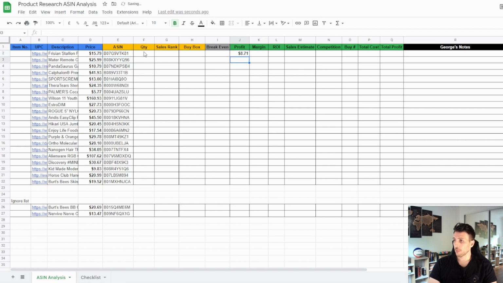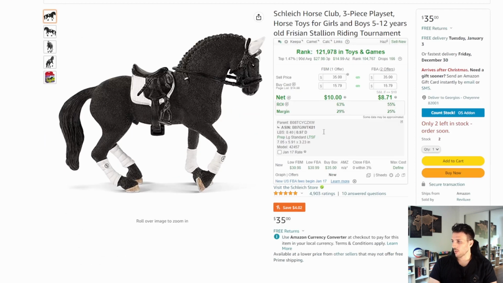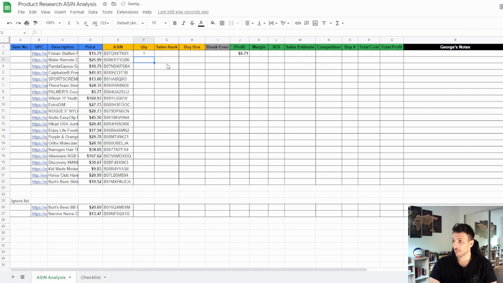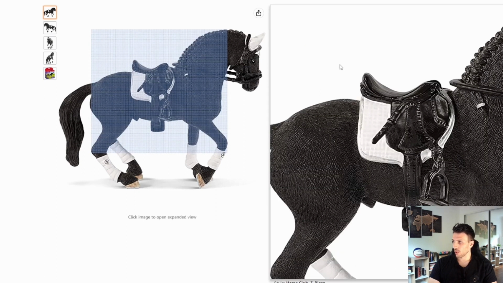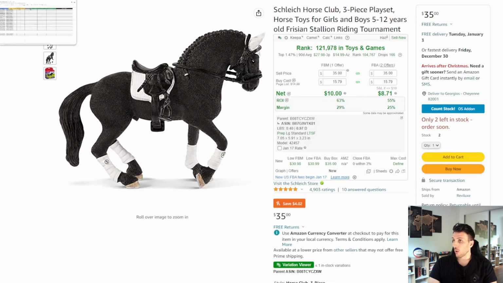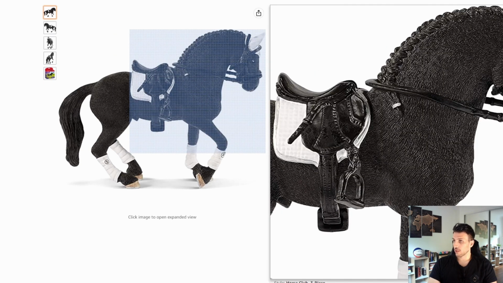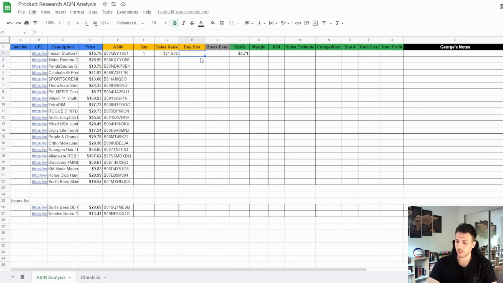Okay, so I remember it was a 1-pack. Now the sales rank is currently at 121,978. So I'm going to write 121,978, which is not too good in toys and games. Our buy box price is $35, which is nice and high. So I'm just going to type in $35 here, current buy box.